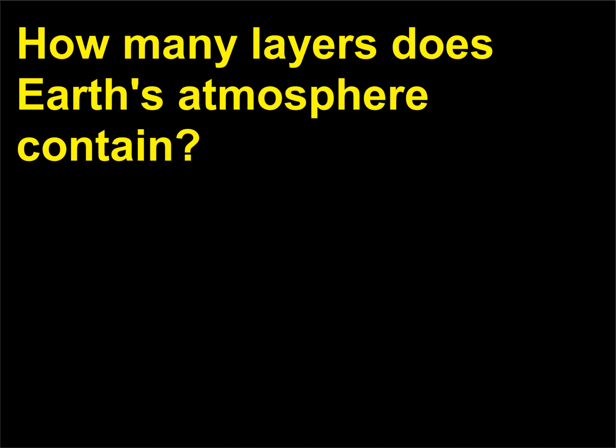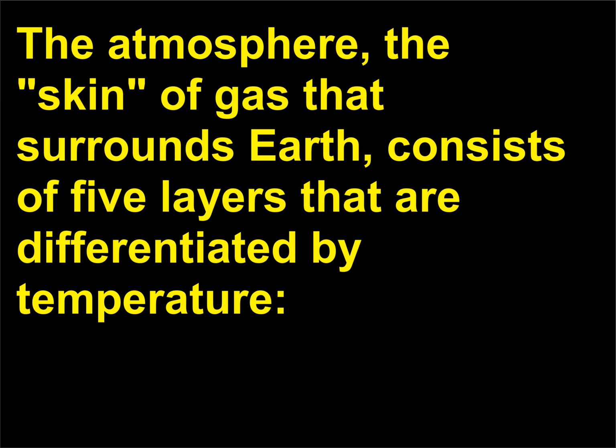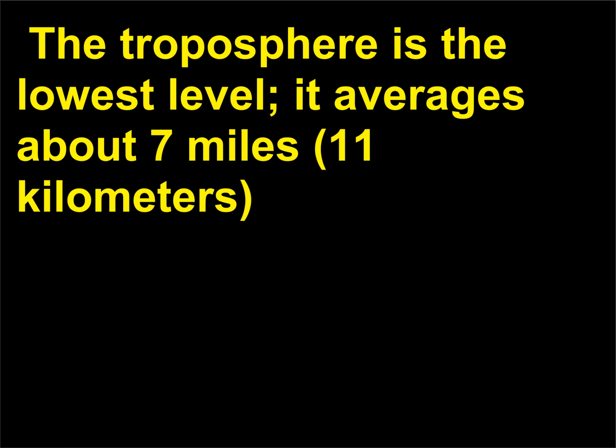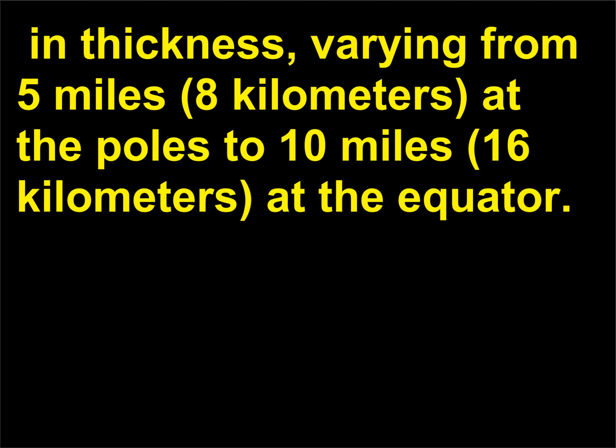How many layers does Earth's atmosphere contain? The atmosphere, the skin of gas that surrounds Earth, consists of 5 layers that are differentiated by temperature. The troposphere is the lowest level, it averages about 7 miles, 11 kilometers, in thickness, varying from 5 miles, 8 kilometers, at the poles to 10 miles, 16 kilometers, at the equator.